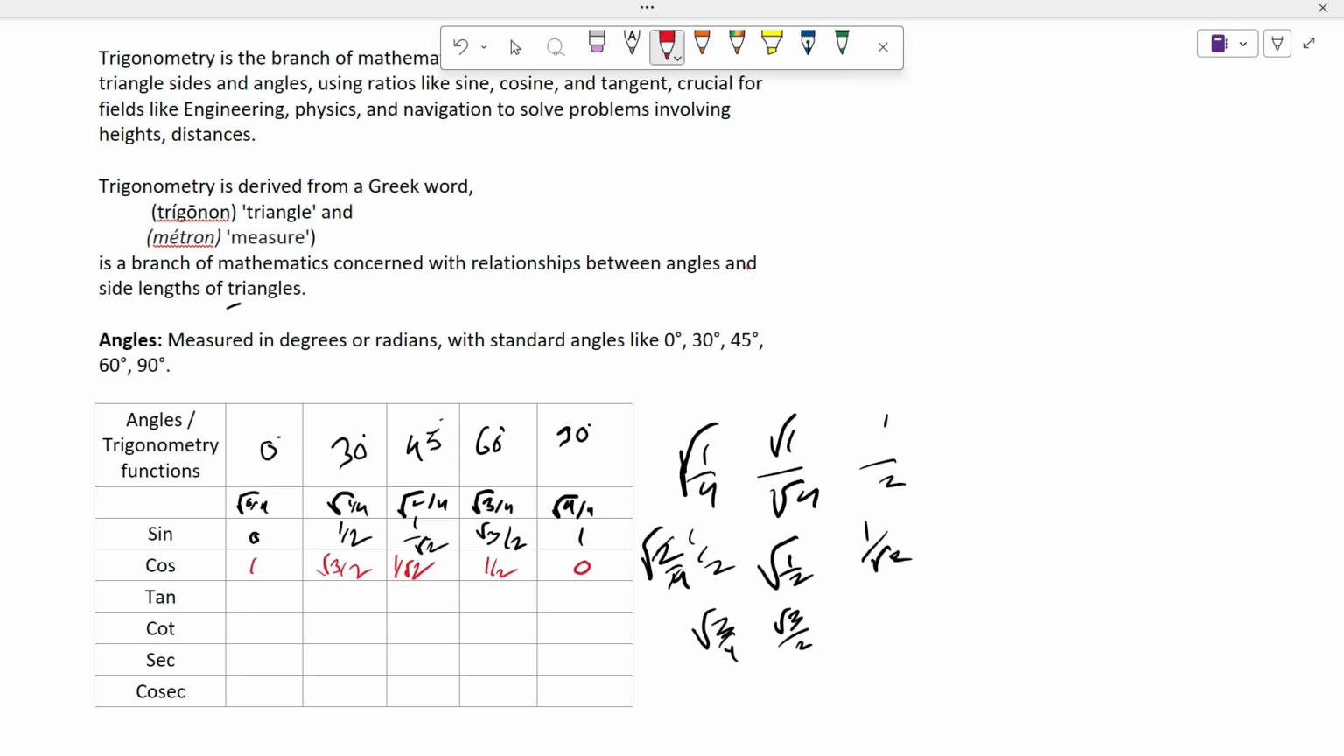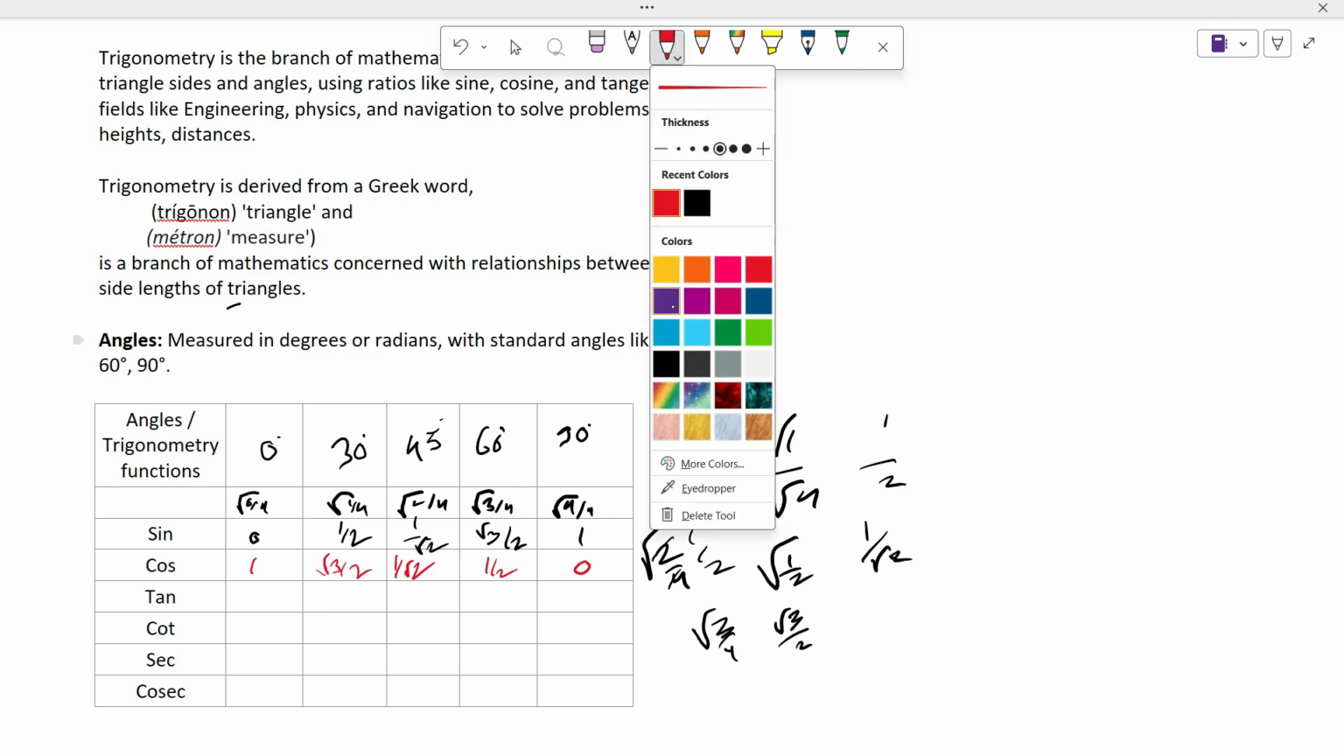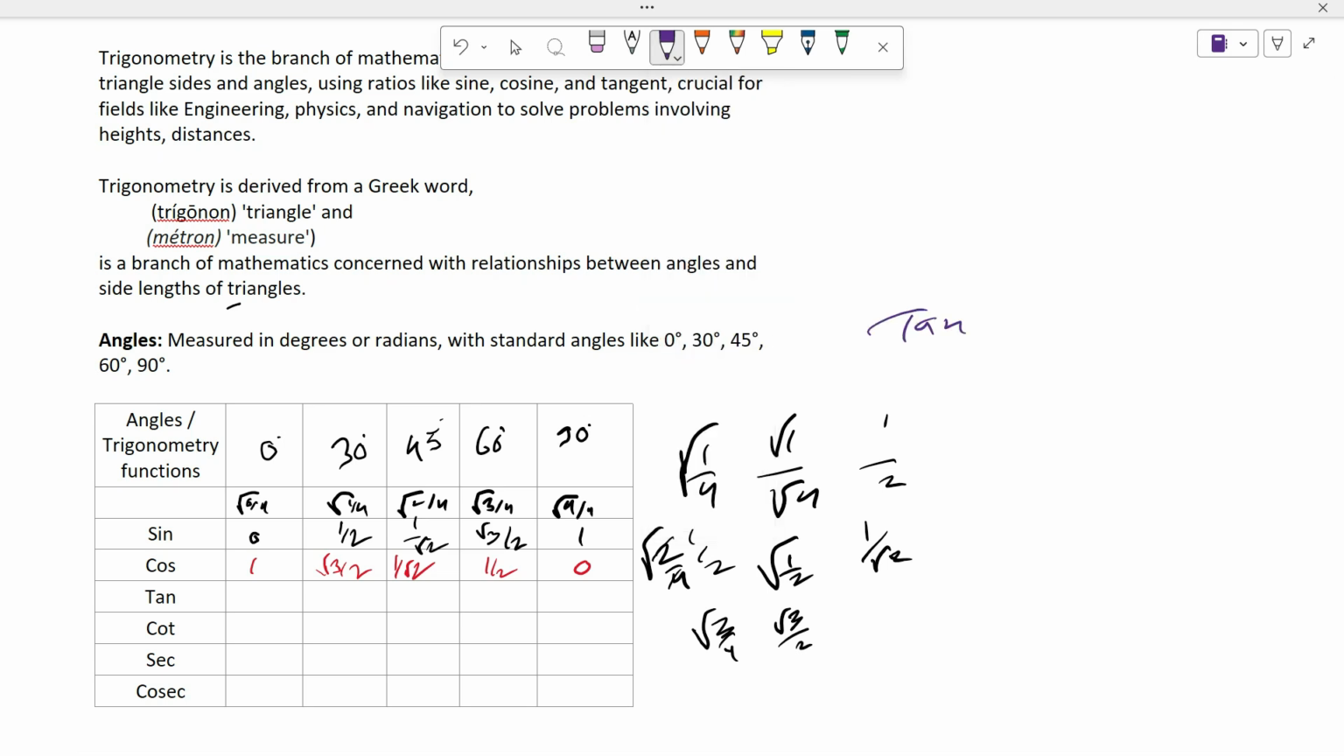Now let us calculate the tan theta values. We know the formula, tan theta is equal to sin theta by cos theta. With this formula we will calculate the values of tan theta. First one is 0 by 1, which is nothing but 0, and then sine is 1 by 2 and cos is root 3 by 2. You take this ratio, sin theta by cos theta, and the resultant value will be 1 by root 3. So this 2 and 2 will get cancelled. We will be getting 1 by root 3.